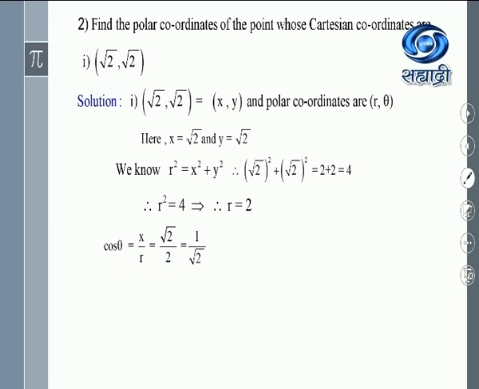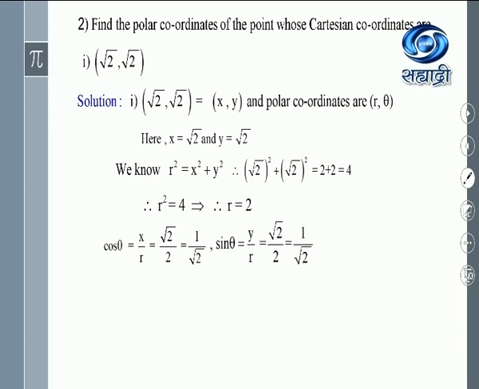Okay, now this is the first step. In the next step, we find out cos theta and sin theta. With the equation x is equal to r cos theta, therefore cos theta is x upon r. Substitute the values, x is root 2 and r we got, which is 2. Root 2 upon 2. 2 we can split as root 2 into root 2. The numerator root 2 gets cancelled and we are left with 1 upon root 2.